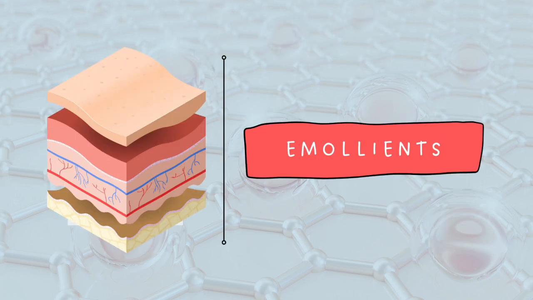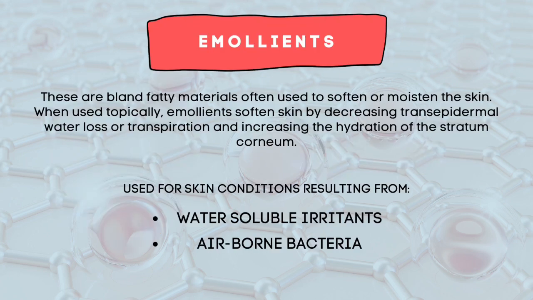Next class of drugs are emollients. These are bland fatty materials often used to soften or moisten the skin. When used topically, emollients soften skin by decreasing transepidermal water loss or transpiration and increasing the hydration of the stratum corneum. These are primarily useful when treating skin conditions resulting from water-soluble irritants and airborne bacteria because of their ability to act as a protectant, sequestering the damaged skin away from these noxious stimuli.